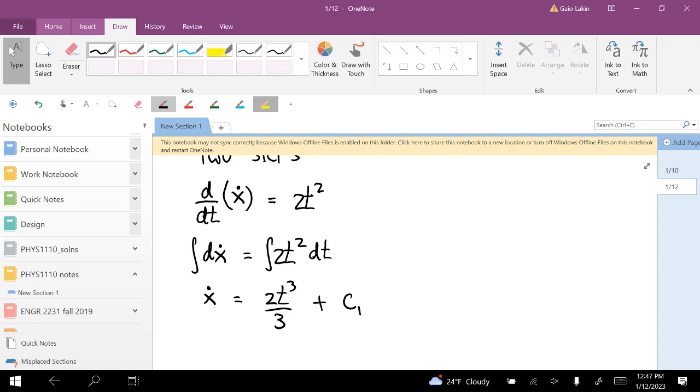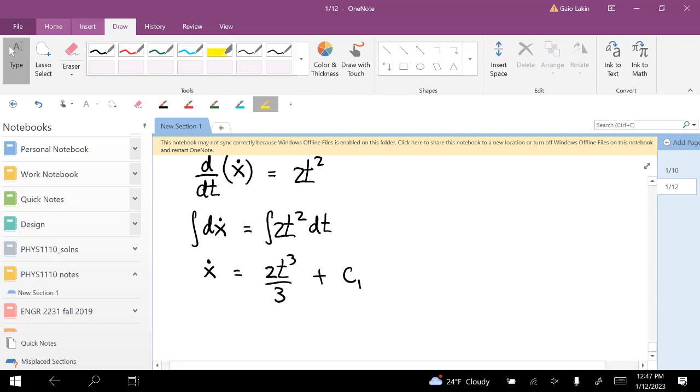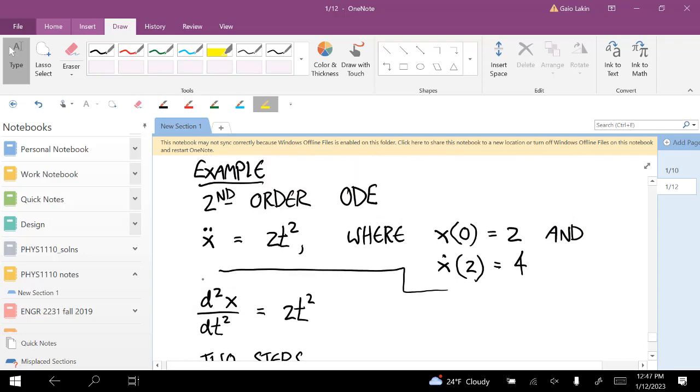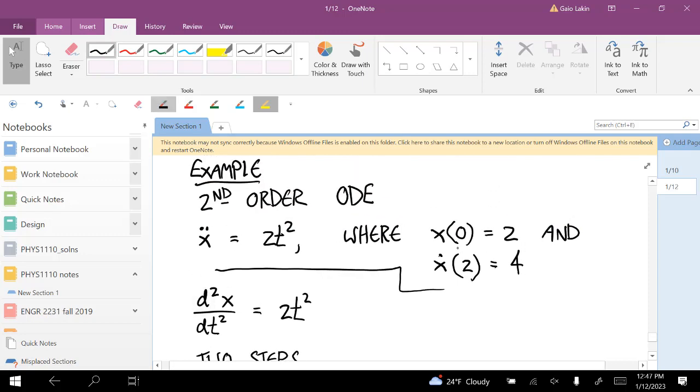Okay, so you have two choices for the boundary conditions. You can keep this C1 in and keep plugging ahead, or often you can solve at the halfway point for the constant that you have. In this case, we could solve for it right now. So to use the boundary condition to solve for this constant, we're going to plug in t equals 0 and x equals, oh no, we're going to use the other one, sorry. We're going to plug in t equals 2 and x dot equals 4.